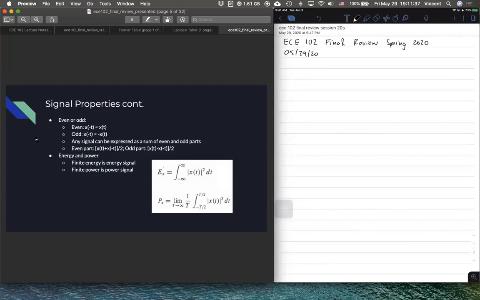And then every signal can be expressed as the sum of its odd and even parts. You can extract the even component and the odd component using these two equations here. And if you add the two components together, then you'll just get back the original signal.